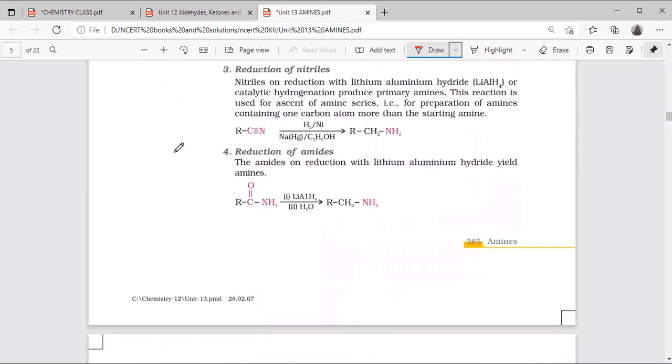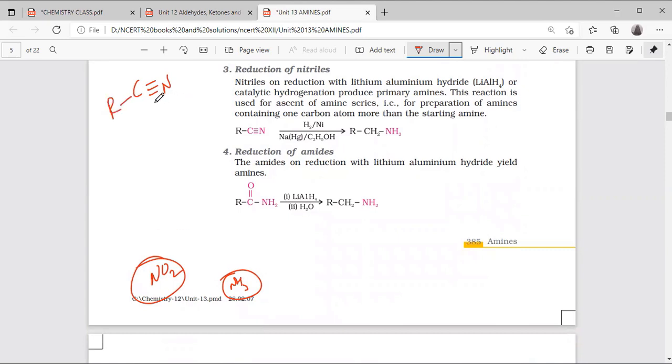Okay. So we prepared amines from the nitro group as well as from ammonia, from these two compounds. Now cyanides, from cyanides also we can prepare.